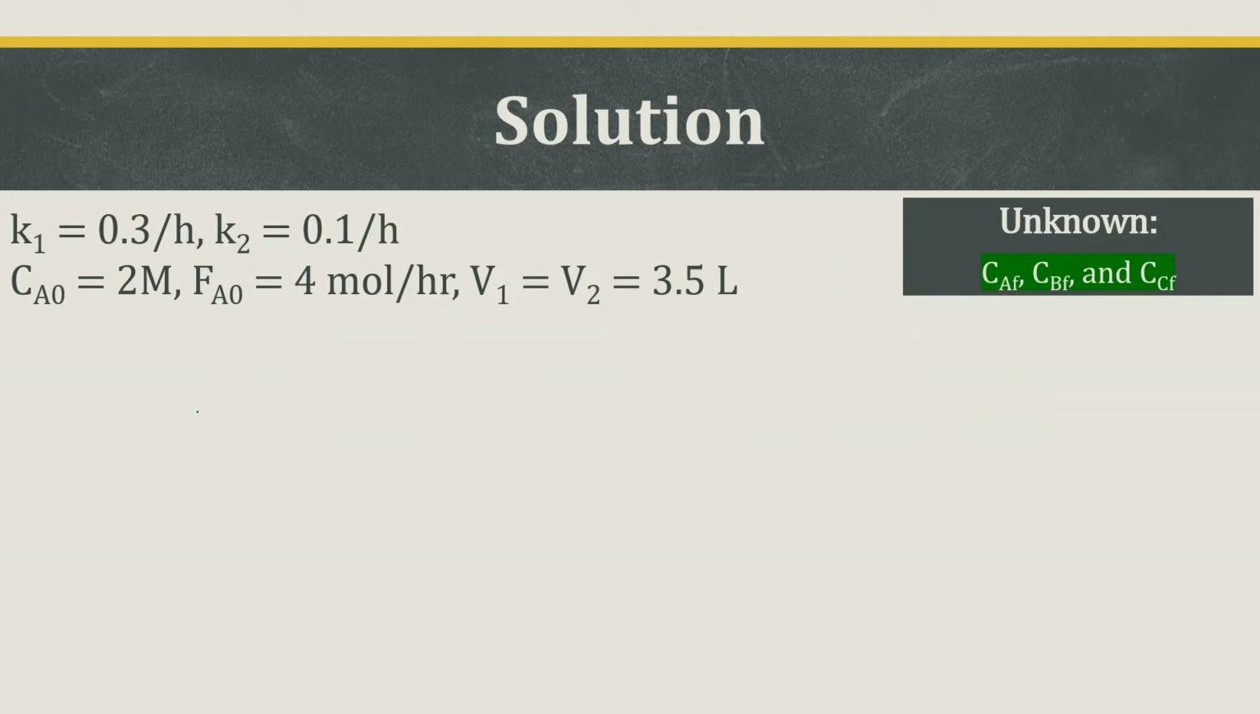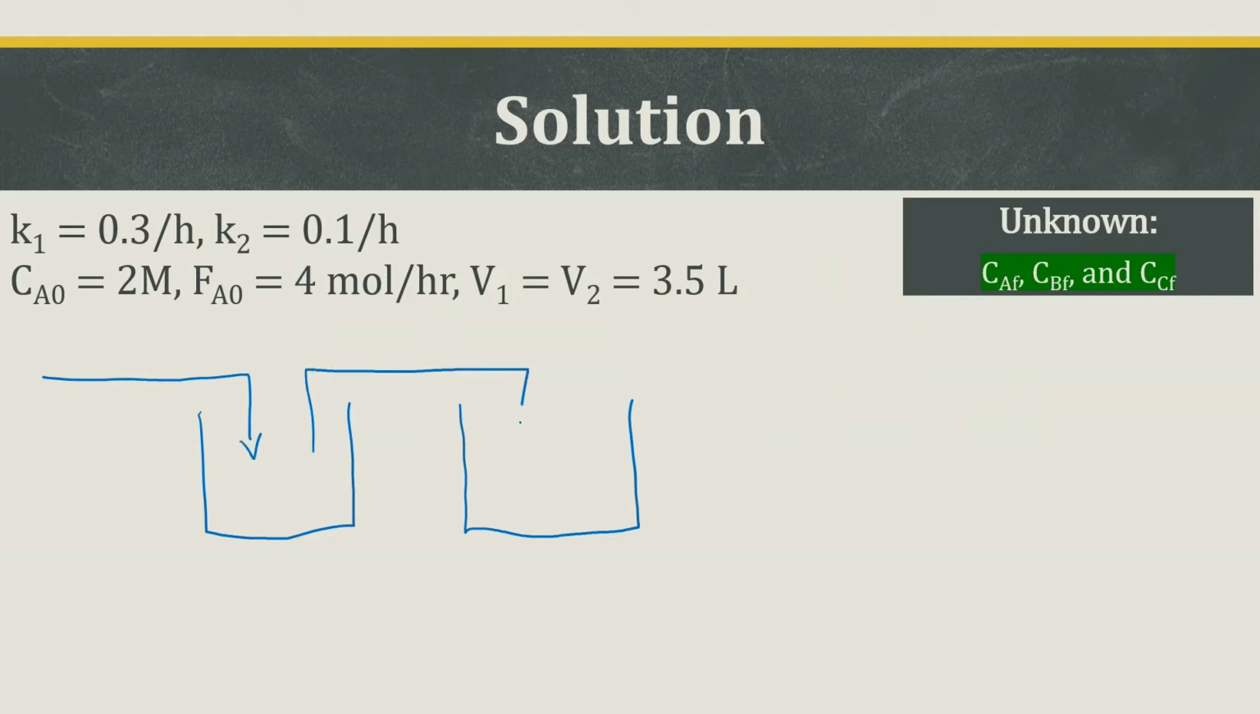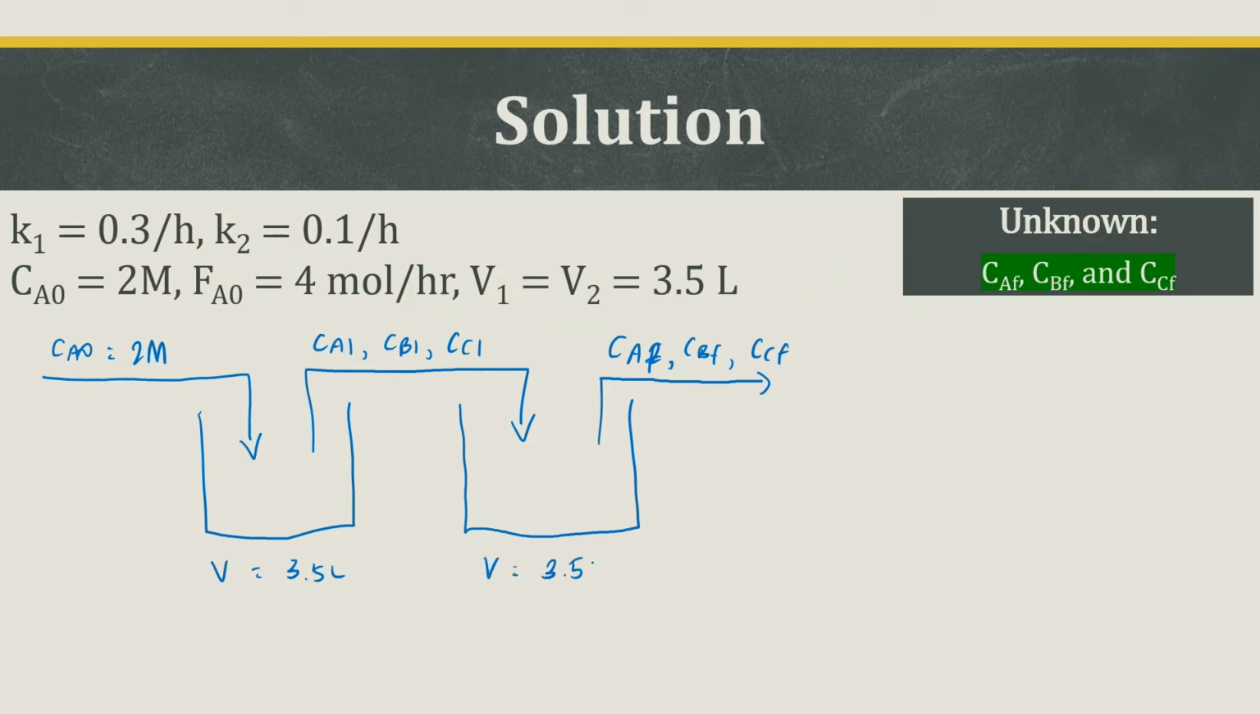To illustrate this, the problem looks like this. We're charging here 2 moles per liter of A, and we don't have B and C. Let's say the exit concentrations at the first reactor are CA1, CB1, and CC1. And at the final exit, let's use CAF, CBF, and CCF. Each reactor has a volume of 3.5 liters.